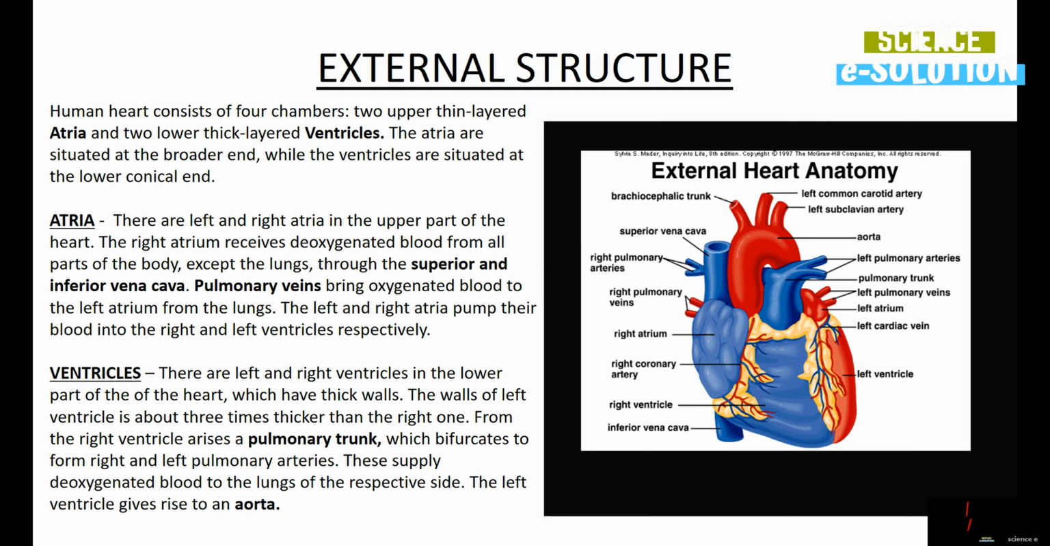On the other hand, the left atrium receives pulmonary veins, which bring oxygenated blood to the left atrium from the lungs. The left and the right atria pump their blood into the left and right ventricles respectively. That means the right atrium pumps its blood into the right ventricle and the left atrium pumps its blood into the left ventricle. That's why the right side deals with the deoxygenated blood and is blue in color in the given diagram, and the left side deals with the oxygenated blood and is red in color in the given diagram.